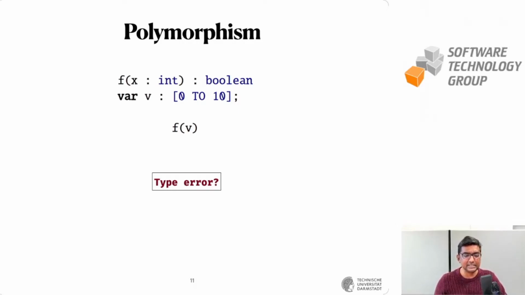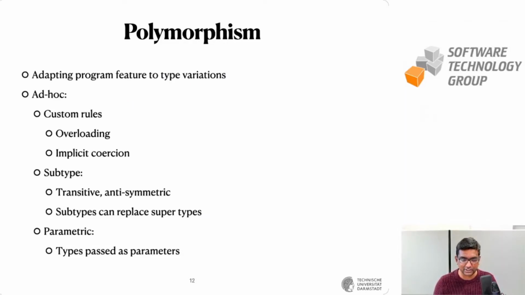But this leads us to a notion of polymorphism, which is essentially adapting a program feature to different type variations. So you saw a variable v, which is a variation of the integer type, essentially a subrange int type. Now, polymorphism is supported in 3 different forms to be specific. Ad hoc polymorphism, which is done either using overloading or implicit coercions. Then there is subtyping and parametric polymorphism. We'll look at each of them in the session one after the other.